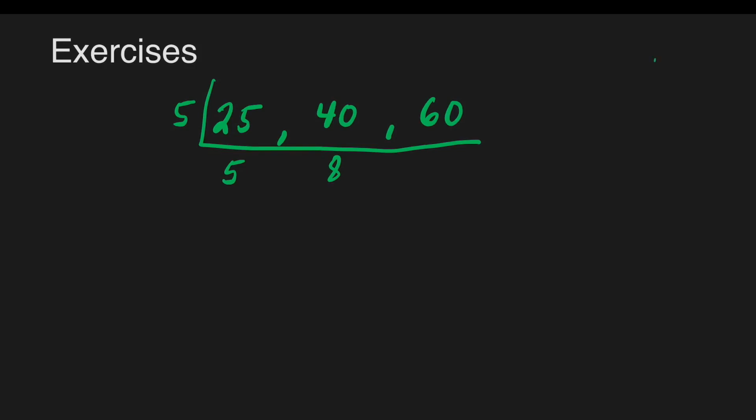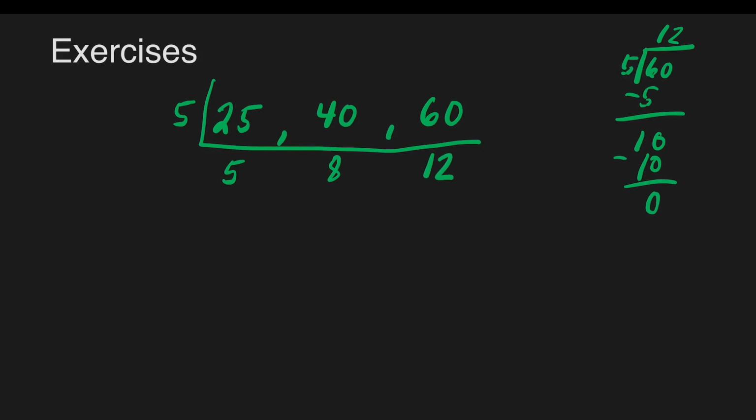Okay, let's solve that. 60 divided by 5. How many 5s are there in 6? That's 1. 1 times 5 is 5. Then we can subtract. 6 minus 5 is 1. Bring down 0. How many 5s are there in 10? That's 2. 2 times 5 is 10. Then subtract. 10 minus 10 is 0. So that's why 60 divided by 5 is 12.